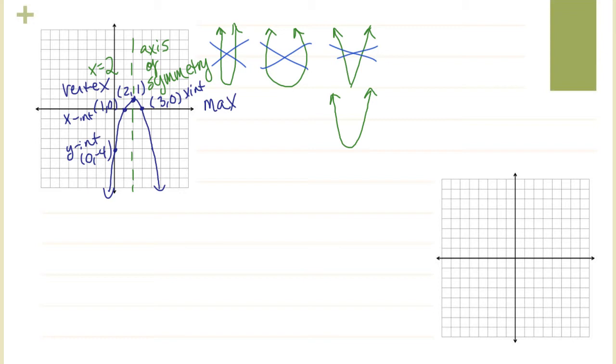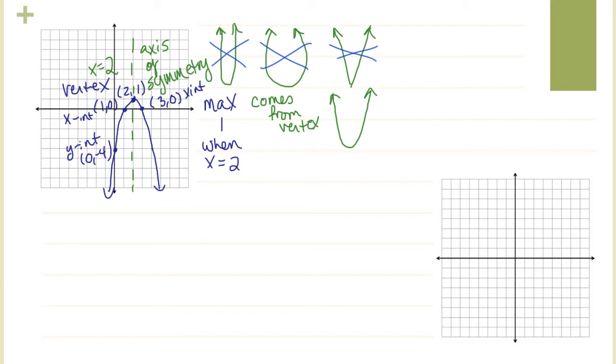So maximum, again, this one has a maximum because it opens down. It comes from the vertex. The vertex on this one is (2, 1). It's called a maximum because, again, picture a ball being thrown up in the air. The maximum height that it reaches is 1. That's the y value of the vertex. When does that happen? It reaches that when x equals 2.